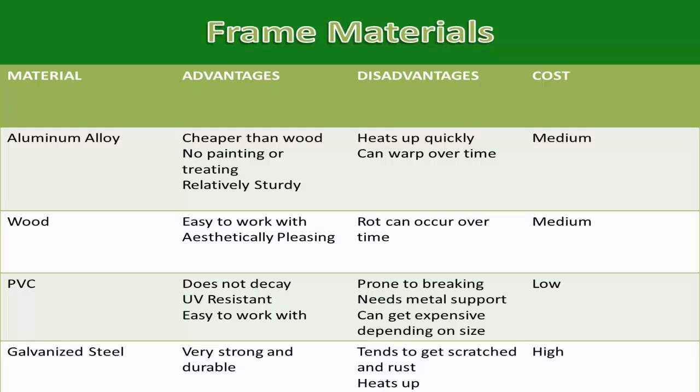Everything from this extremely cheap PVC, which does not decay, unlike wood, but it needs steel and metal support in order to be functional. Things like aluminum alloy are popular. They're cheaper than wood and do not need to be treated, but they heat up quickly and can warp over time. Wood is very aesthetically pleasing, but can rot and decay and must be replaced every so often. Galvanized steel is very strong, but it tends to get scratched and has to be treated, and is very expensive.